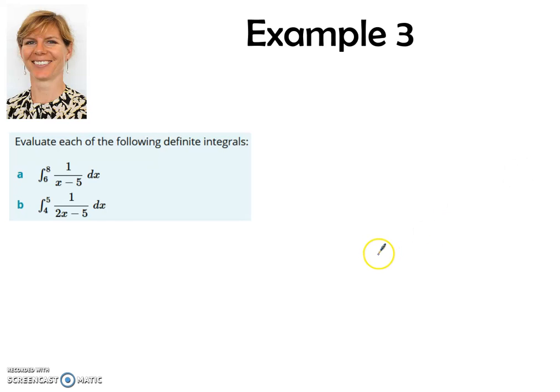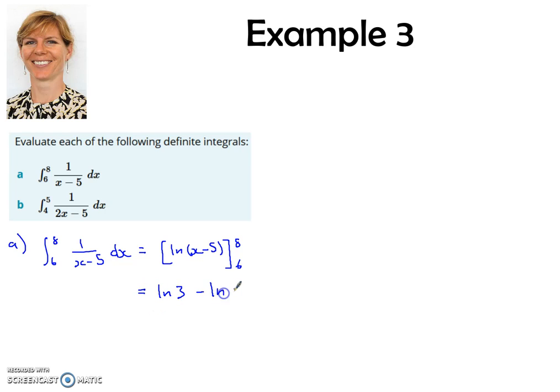And the last one, just doing some stuff with natural logs, or with reciprocal sort of functions. Alright, so we've got the first one here. Between 6 and 8, 1 over x minus 5 dx. And of course the integral there is natural log of x minus 5, and going between 6 and 8. So that would give you ln 3 minus ln 1, which of course comes out as just ln 3, because this is 0.